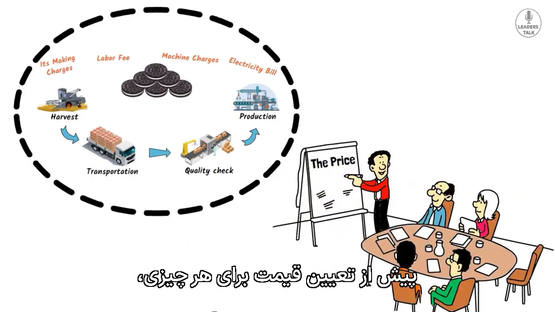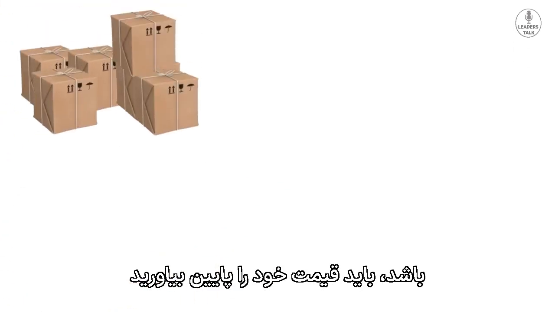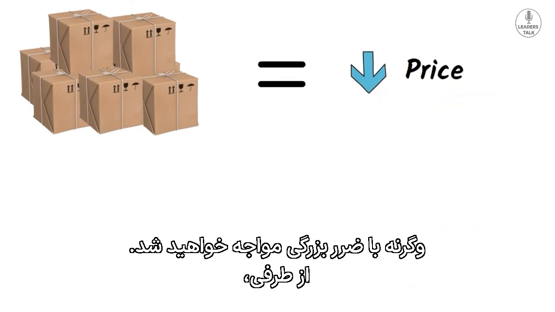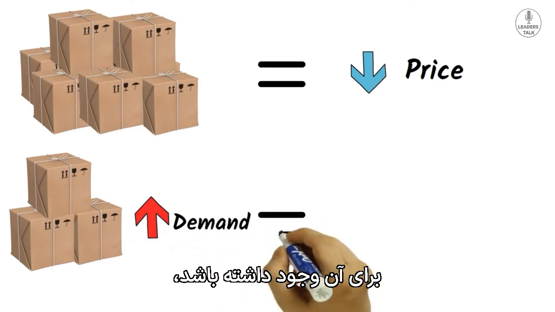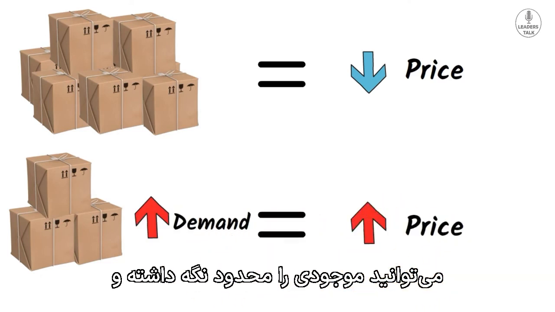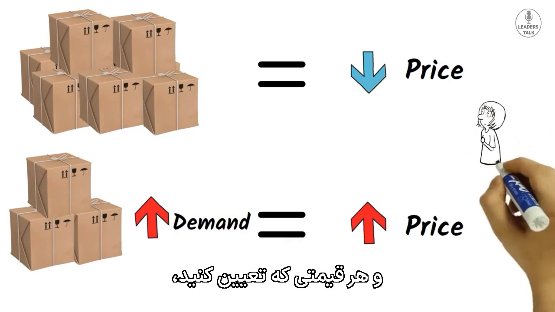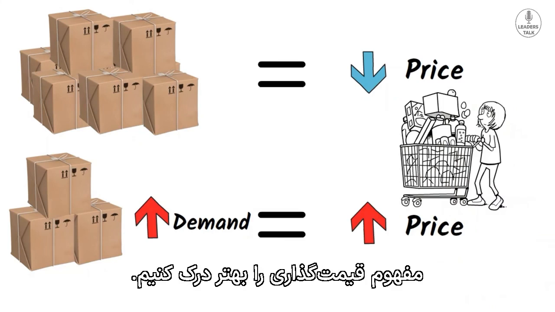Before deciding the price for anything, you have to understand the importance of the product and the demand for the product in the market. If there is more availability of the product in the market, you have to lower your price to finish your stock, otherwise you will face a big loss. Next, if there is limited stock in the market for your product and there is a lot of demand, you can limit the stock and increase the price for the product. Because you know there is a need for your product in the market, and whatever price you choose, people will buy your product. Let's take one more example to understand the pricing concept.